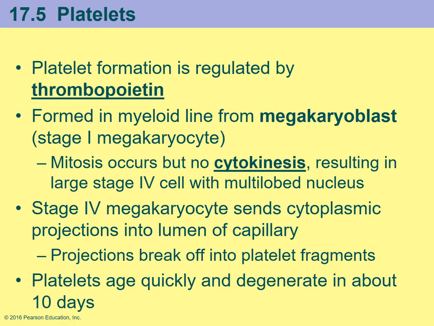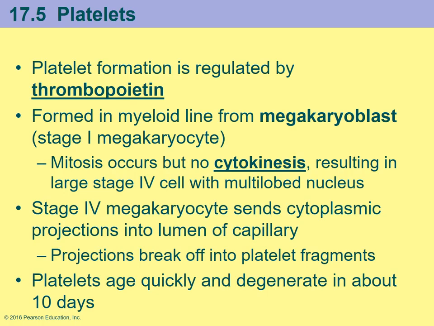So platelet formation is regulated by thrombopoietin. Mitosis occurs, but there's no cytokinesis. So you end up with a very large cell with a multi-lobed nucleus, but it never goes through that cytokinesis, which is the division of the cytoplasm.